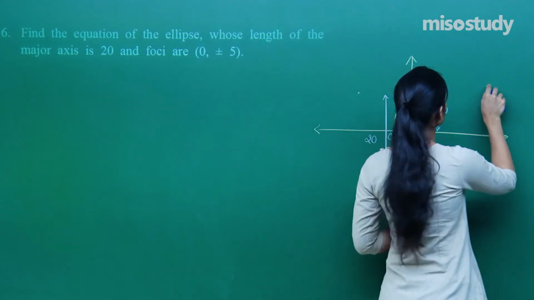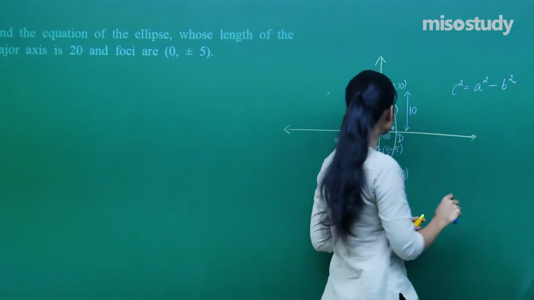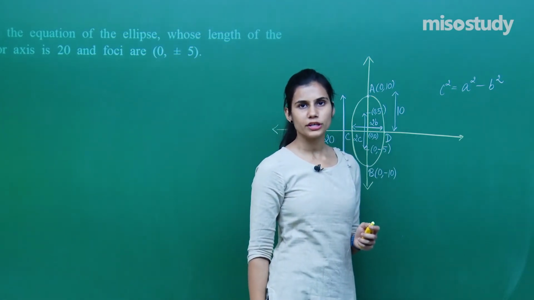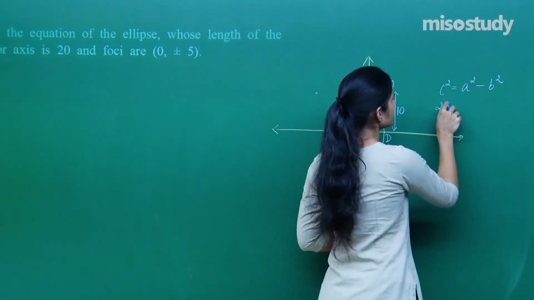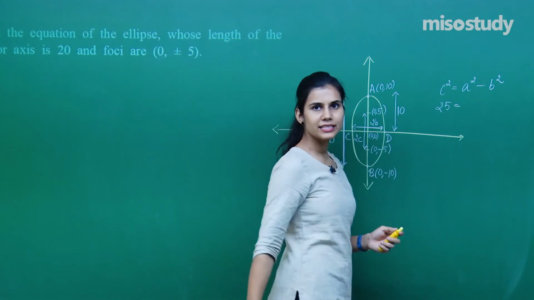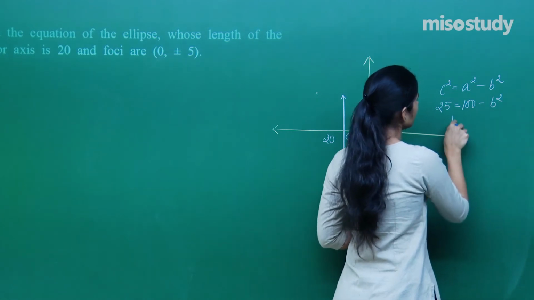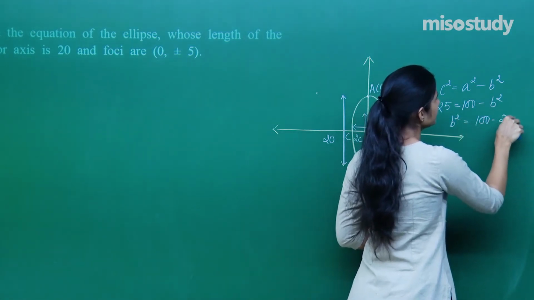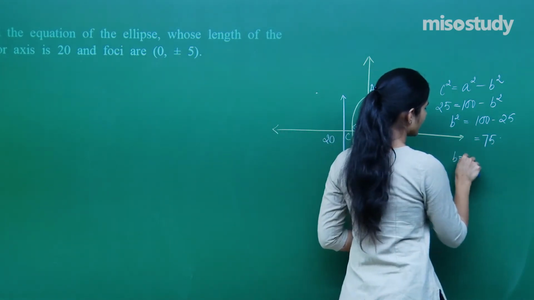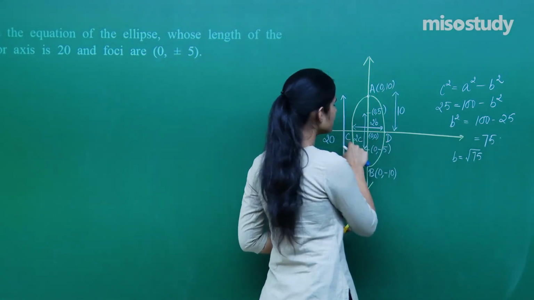In an ellipse, c square is a square minus b square. C is given to be 5, since (0, plus minus c) are the coordinates of the foci. So c square is equal to a square minus b square. A is 10, because (0, plus minus a) are my vertices. So 25 equals 100 minus b square. B square is 100 minus 25, that is 75. So b is root 75.